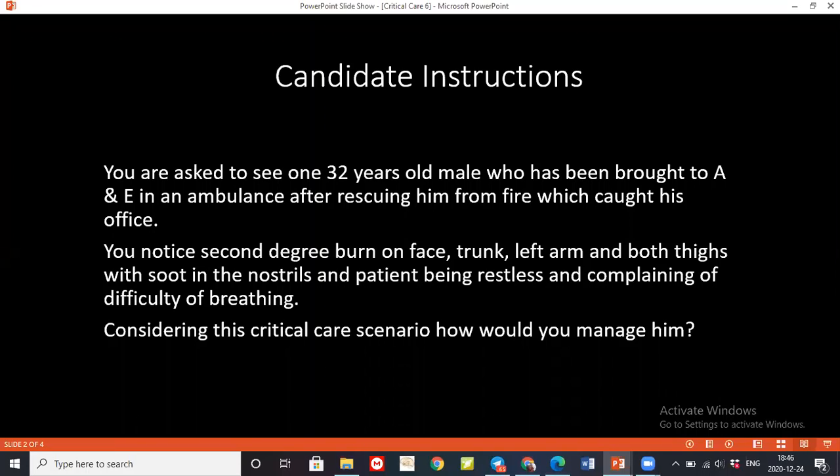Can you tell me how electrolyte disturbance affects a patient who is already burned?